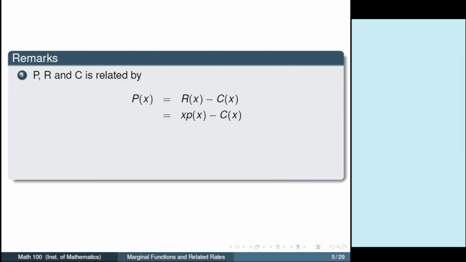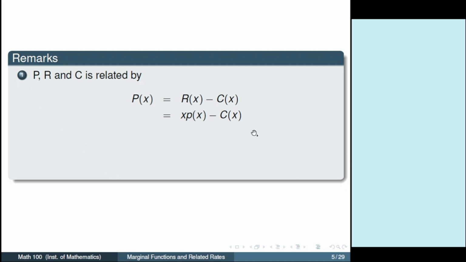Okay? And how do we relate P, R, and C? So, yung P natin ay yung profit or yung kita natin. So, ang magiging kita natin ay equal lang sa benta natin minus sa gastos. Okay? So, that will just be P of x, profit equals the revenue minus the cost. And moreover, yung revenue natin will be given by the total number of units sold, that's x, times kung magkano yung price per unit. So, that's p of x.